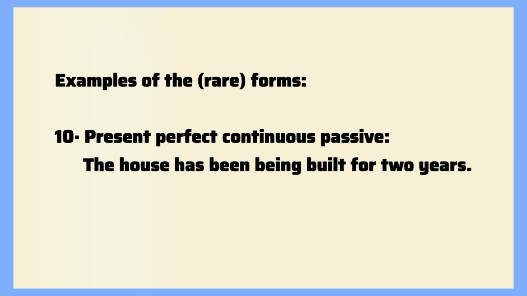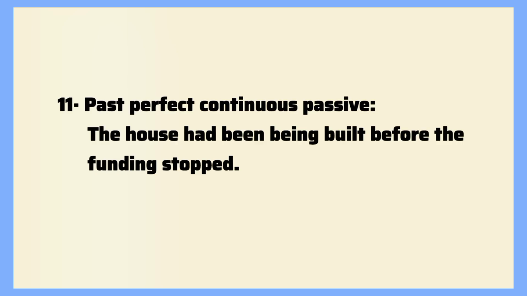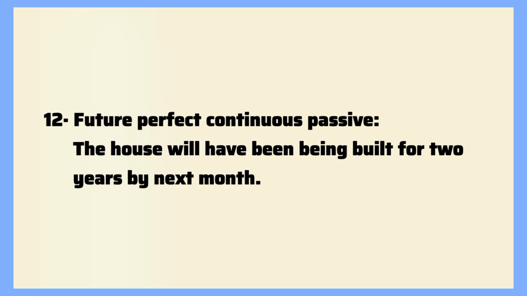Present perfect continuous passive: The house has been being built for 2 years. 11. Past perfect continuous passive: The house had been being built before the funding stopped. 12. Future perfect continuous passive: The house will have been being built for 2 years by next month.